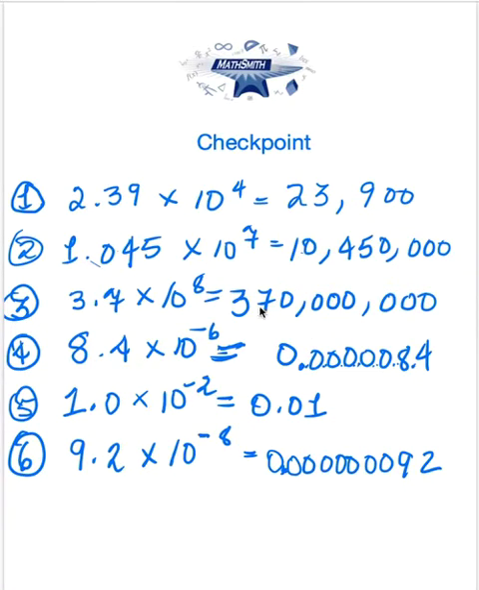Number 3 is 3.7 times 10 to the 8. So now we're moving it 8 positions, and we end up with this massive number, 370 million.